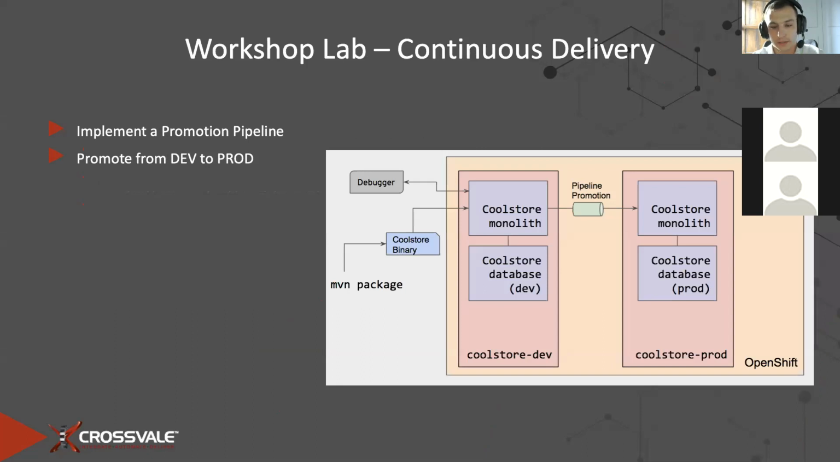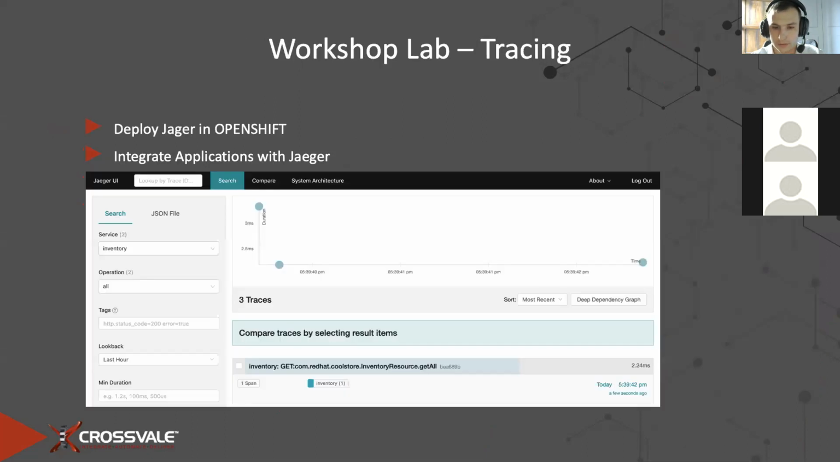So the continuous delivery is what we can see in this image. We will have a dev namespace and a prod namespace, and we will implement a promotion pipeline that takes the container from the dev namespace and moves it to the prod namespace. For the tracing solution, we're going to implement Jaeger, which is a web UI that is able to trace all the incoming requests of a service. As you can see in this image, for example, this particular request has a 2.2 millisecond response time in the container itself.